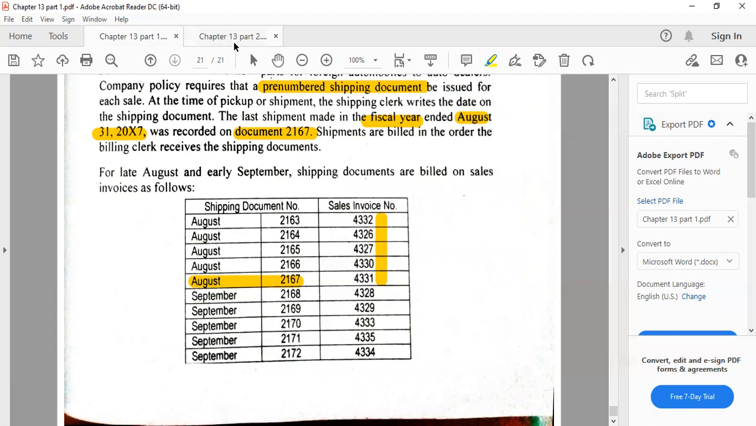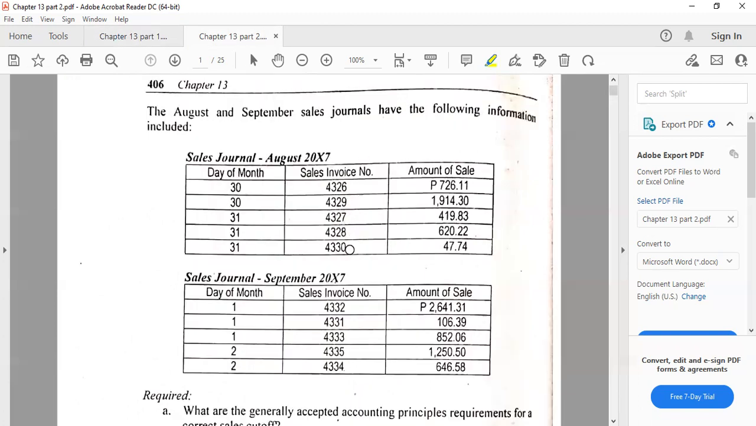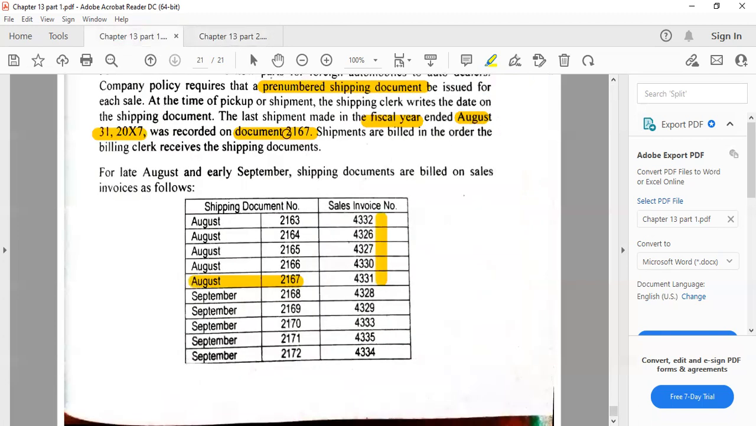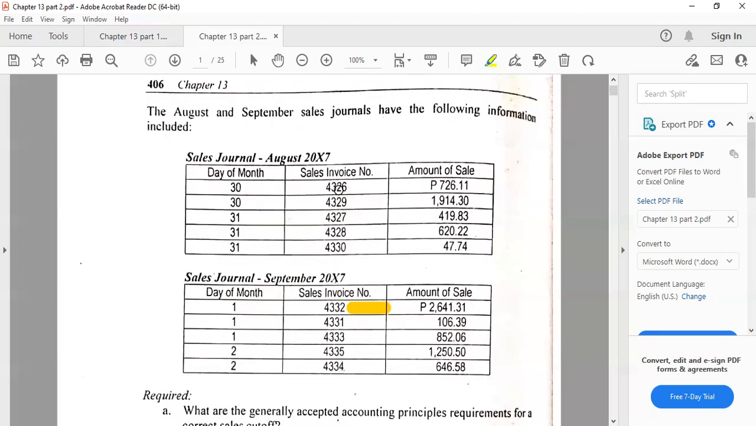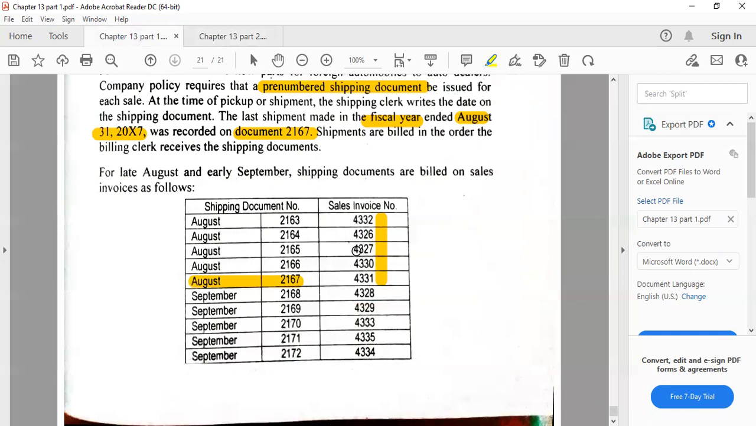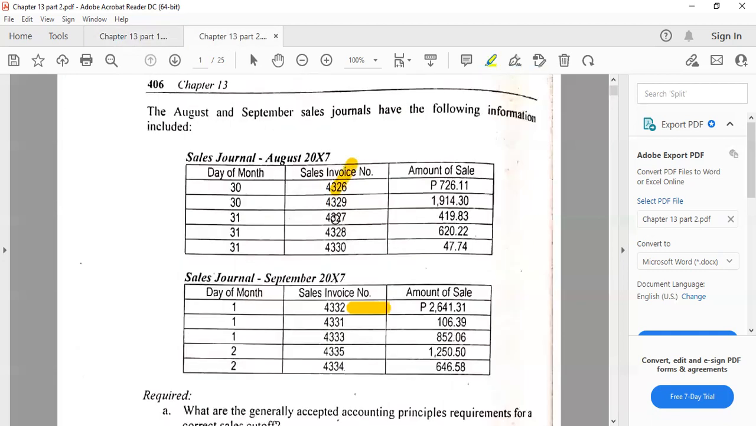So, 4332. This one, it was recorded in September. So it is wrong. Supposedly it should be August. Next, 4326. Correct. It was actually recorded in August. 4327. Correct.